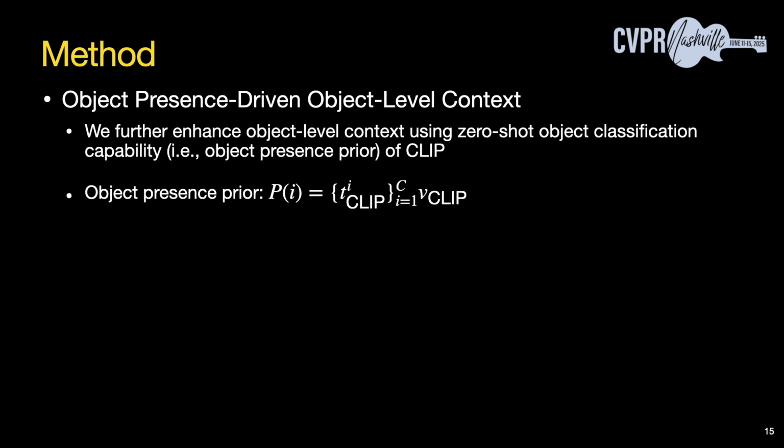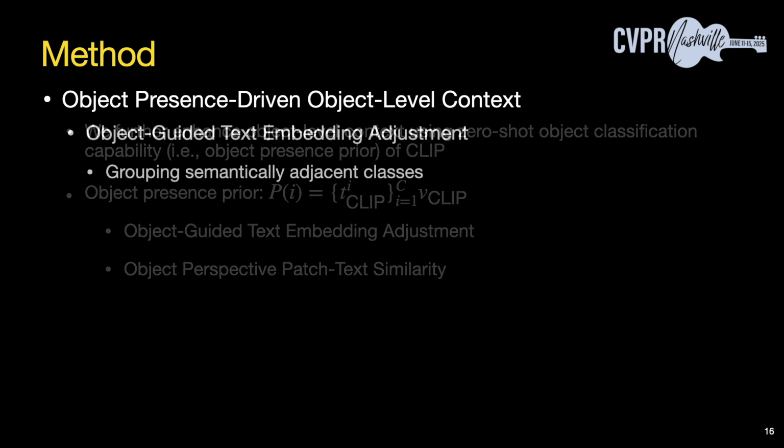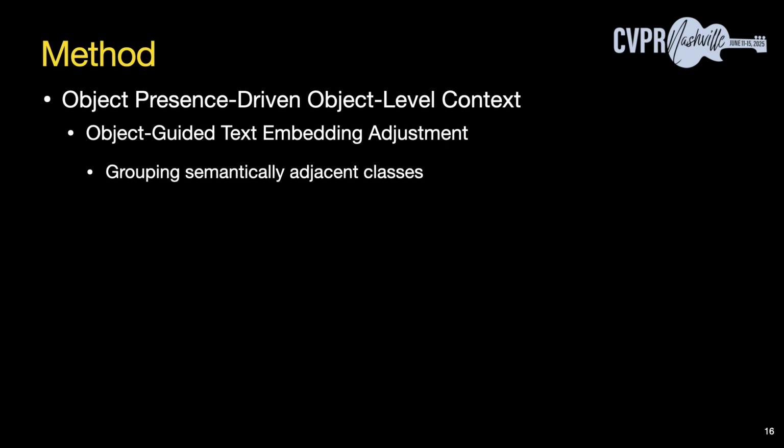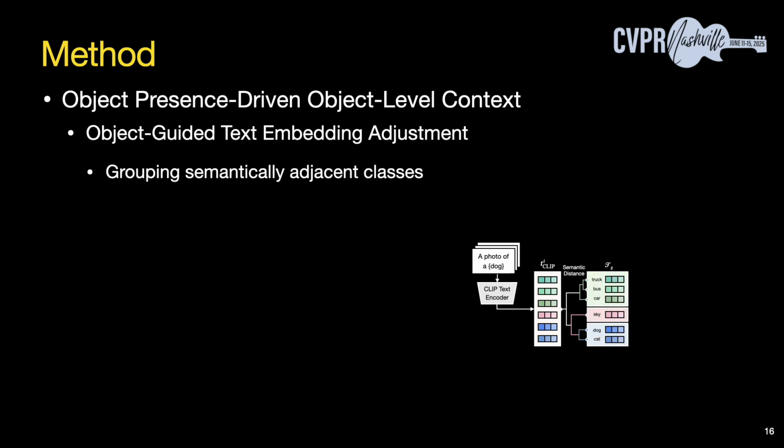However, due to the nature of OVSS, where users provide arbitrary query prompts, parts of the same object may still be assigned to closely related categories. To address this, we leverage CLIP's strength in zero-shot object classification by utilizing its object presence prior and propose two methods to incorporate it. First, we use the object presence prior to adjust text embeddings, ensuring they reflect object-specific semantics. To avoid assigning similar prompts to different components, we group semantically related prompts by measuring their distances in the CLIP embedding space and clustering them hierarchically.